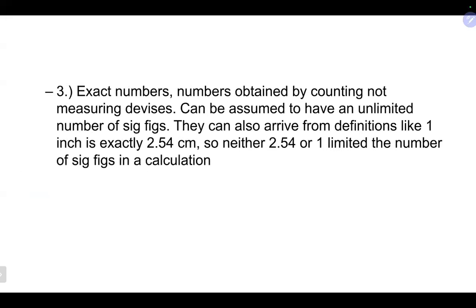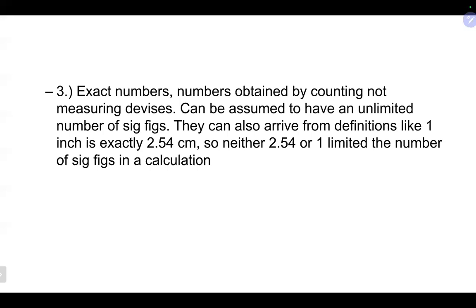Now, we do have certain numbers which are considered exact numbers. So there's really 2 types of numbers we come across. One are measurements, measured numbers, which obviously we do some type of measurement to get. And there's other numbers considered exact numbers. And there's really 2 ways that we come across exact numbers.